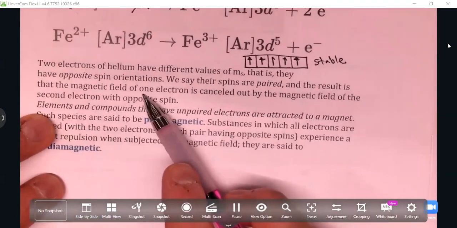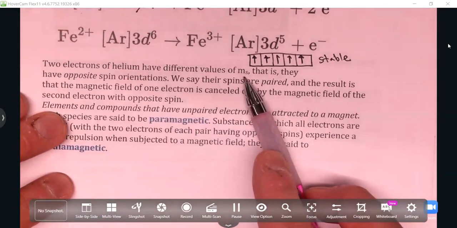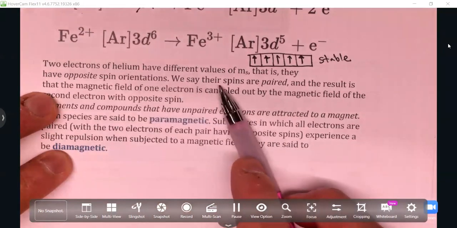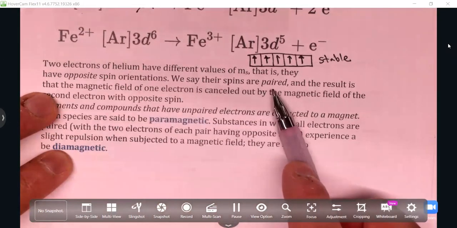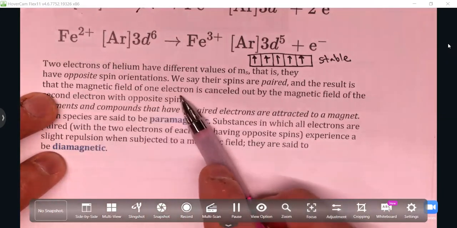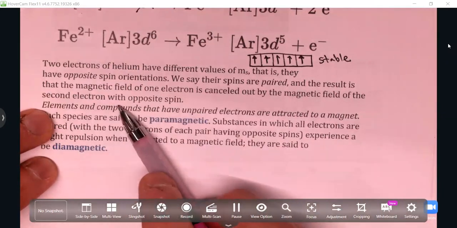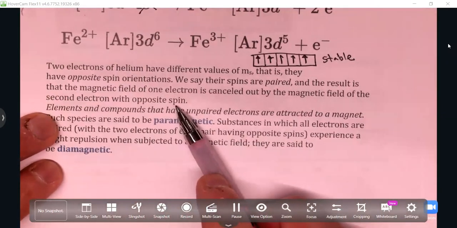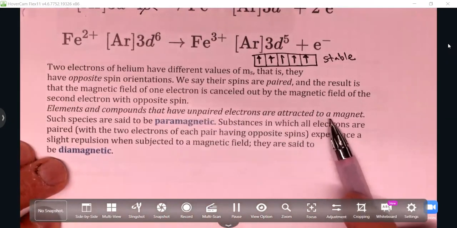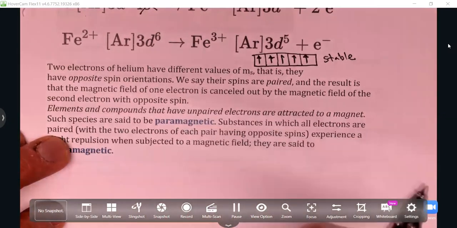We have 2 electrons of helium that have different values of ms, spin. That is, they have opposite spin orientations. We say their spins are paired. And the result is that the magnetic field of 1 electron is canceled out by the magnetic field of the 2nd electron with opposite spin. Elements and compounds that have unpaired electrons are attracted to a magnet. Such species are said to be paramagnetic.